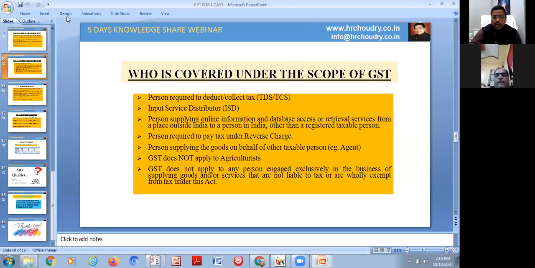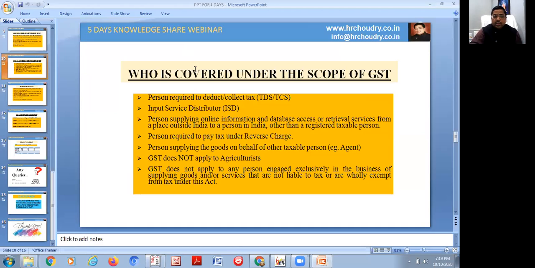You have to take it as an ISD registered dealer holder. A person required to pay tax under reverse charge, a person who wants to do RCM, also has to take the GST registration. A person supplying the goods on behalf of another taxable person, if you are working as an agent, you have to take the GST registration.